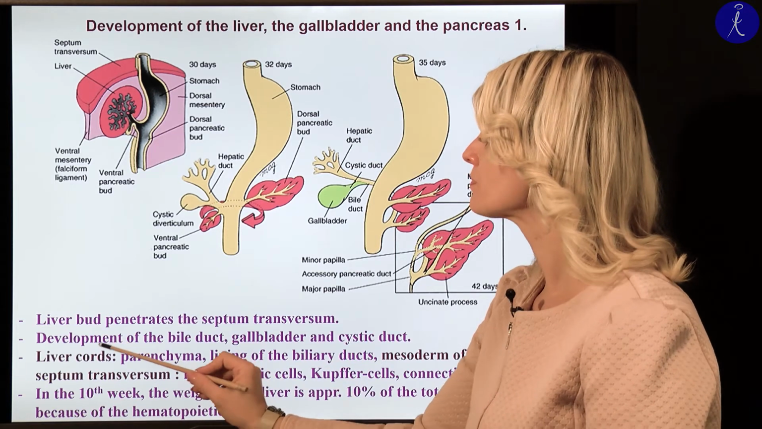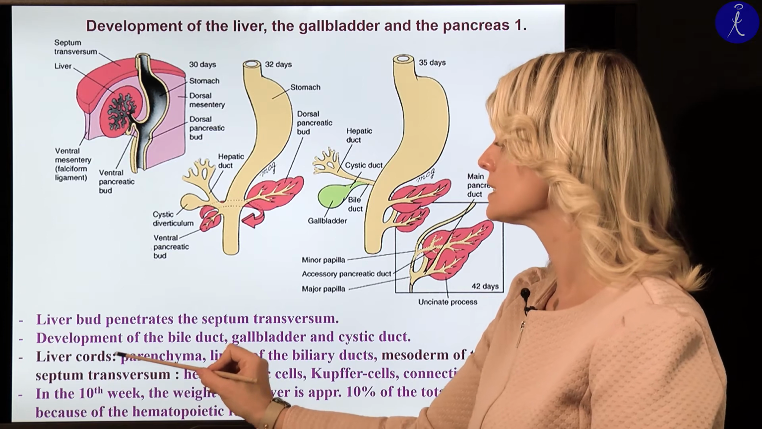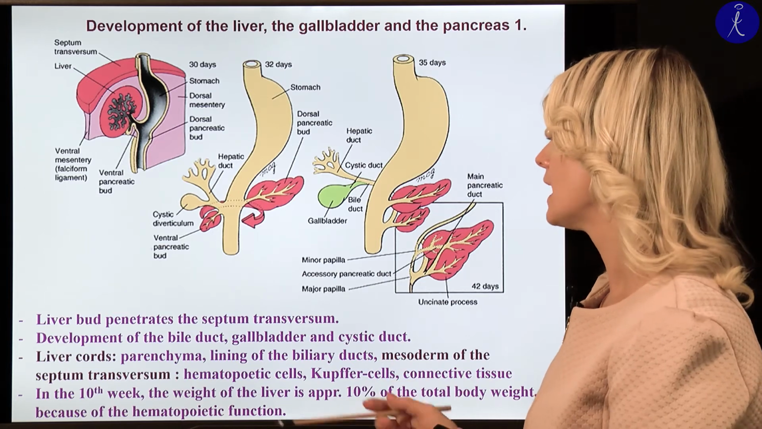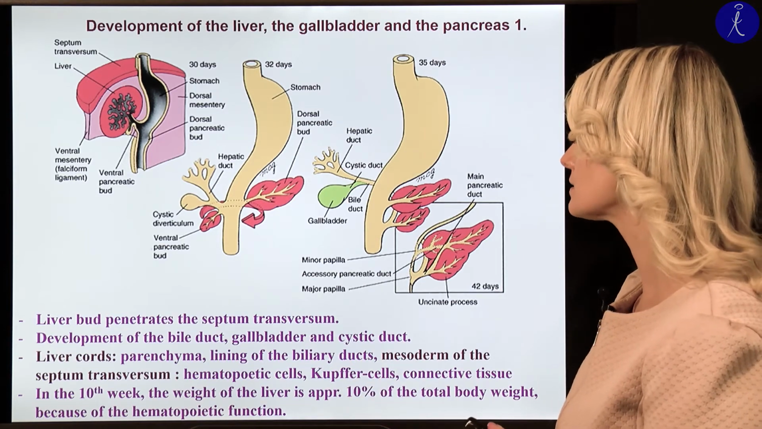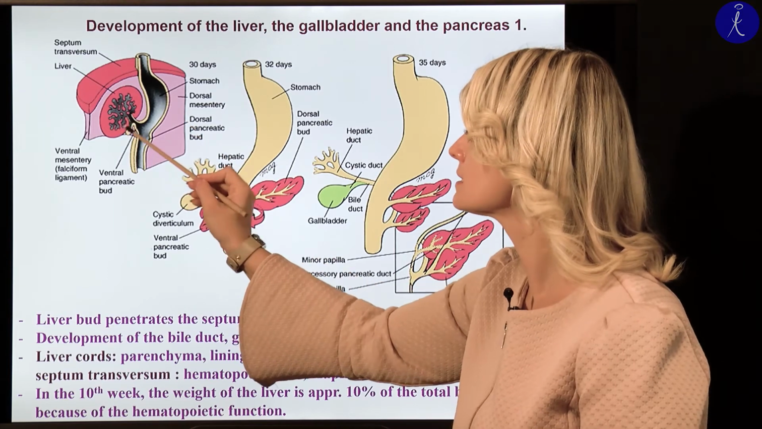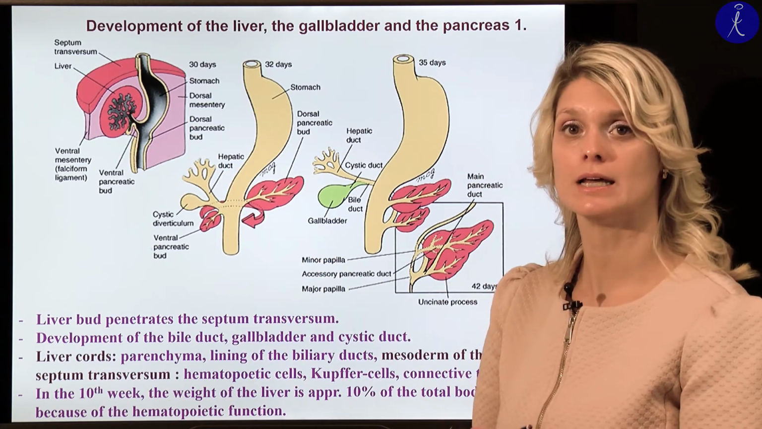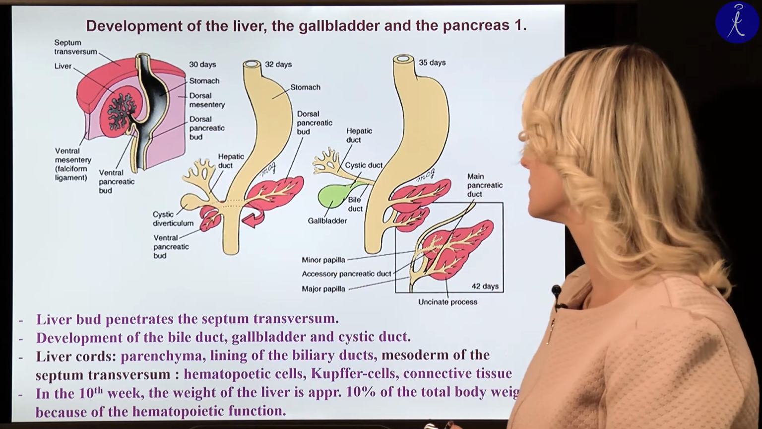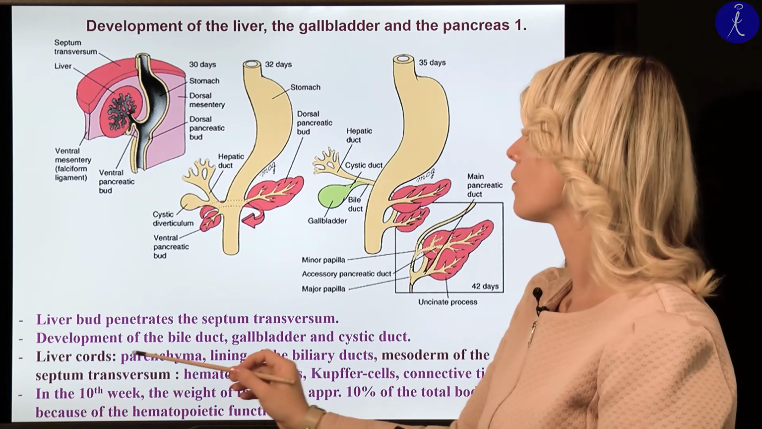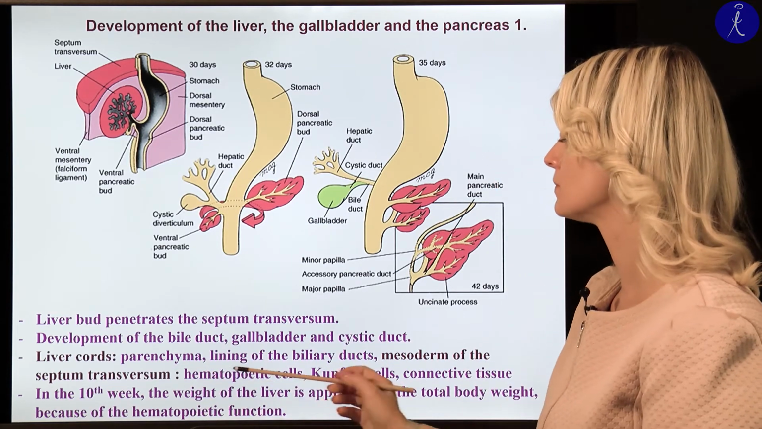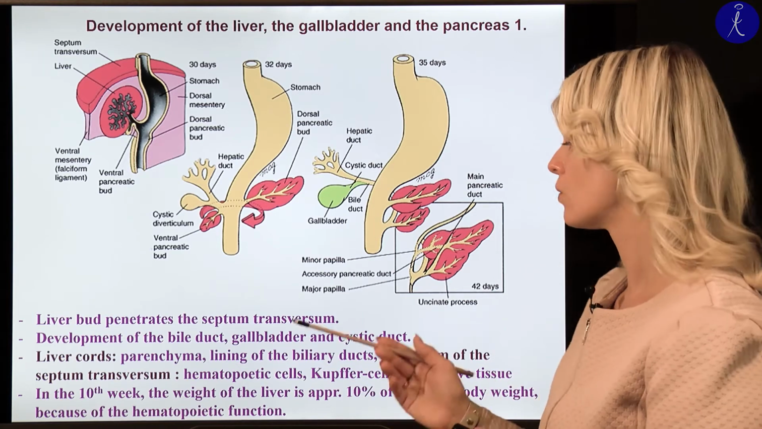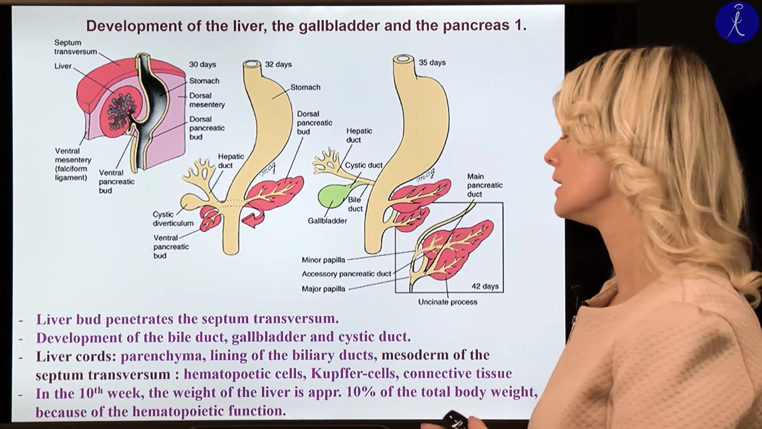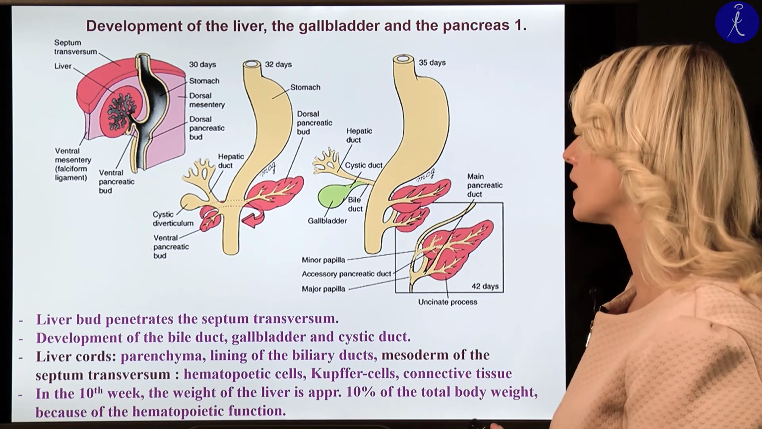The liver cords will form the parenchyma of the liver and the lining of the biliary ducts. Within this, from the umbilical vein and the vitelline vein, will develop the hepatic sinusoids. But from the mesoderm of the septum transversum will develop the hemopoietic cells, also the Kupffer cells, which are the special macrophages of the liver, and the connective tissue parts of it.